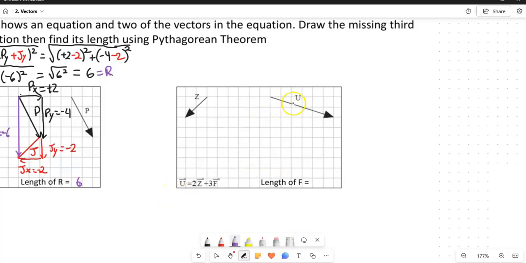In this case, we're given u and z, and we need to figure out the length of f, but we're given this operation. Okay, so we have to first manipulate the operator. U is going to be by itself. We have to subtract the 2z from it, and that is going to be equal to our 3f.